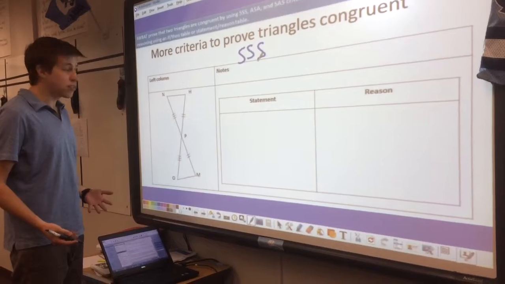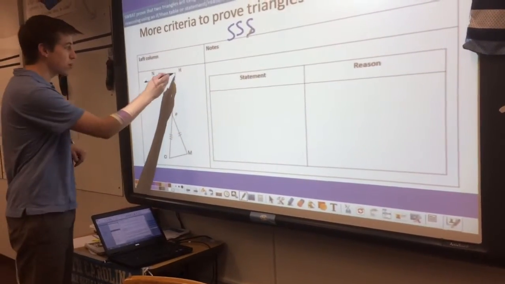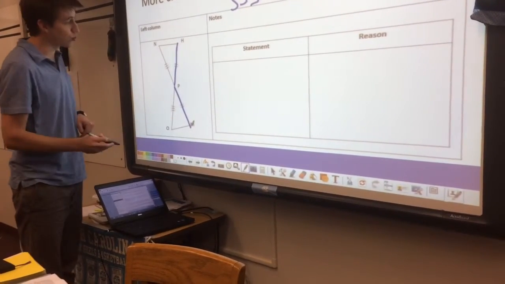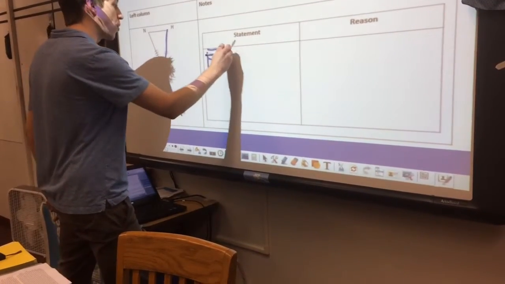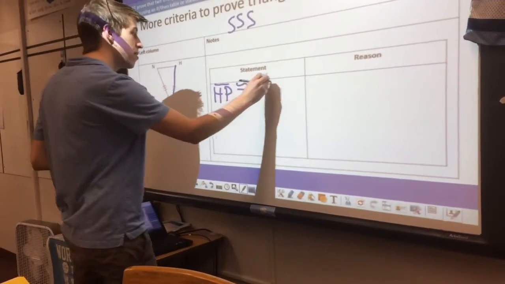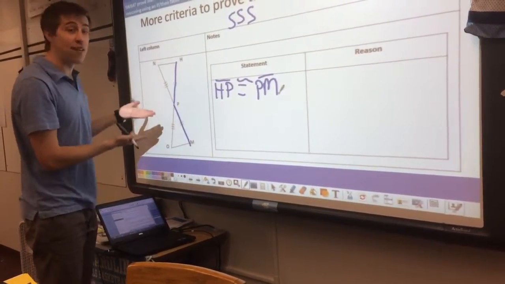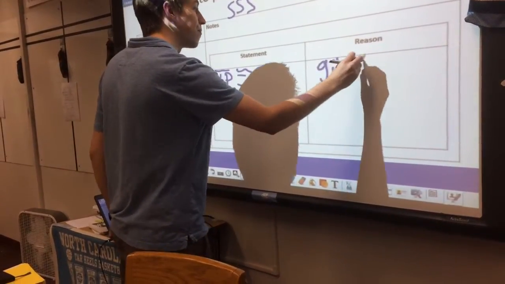So just like Mr. Matthews said, I see that this side has 2 little tick marks, and that side has 2 little tick marks. So that means that the 2 sides that have those 2 tick marks are congruent. So HP is congruent to PM, because they both have 2 little tick marks on them. And the reason for that, the problem literally gave that to you. It's already marked up. So I'm going to say given.